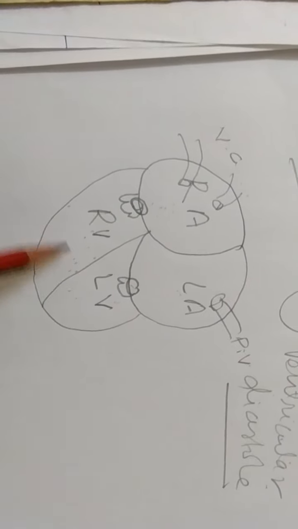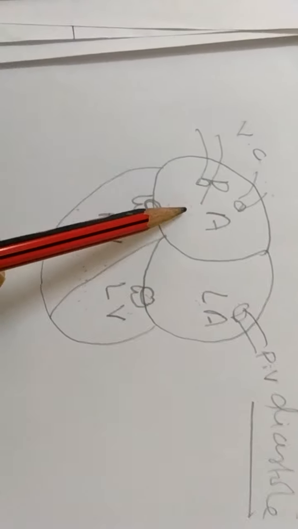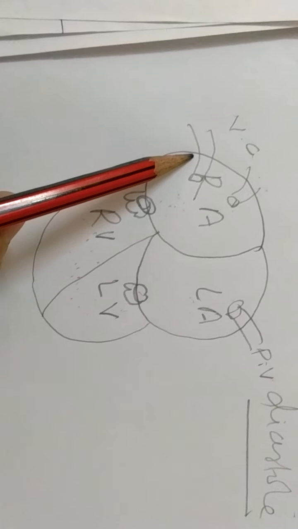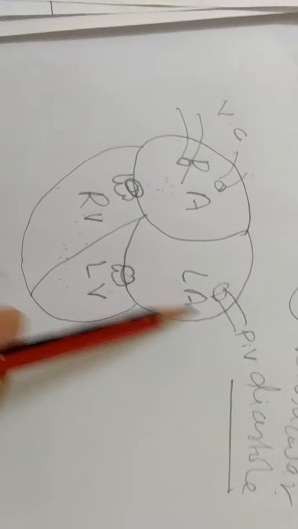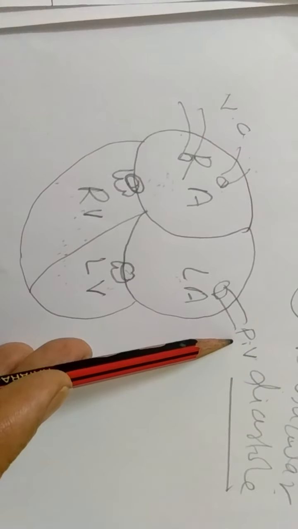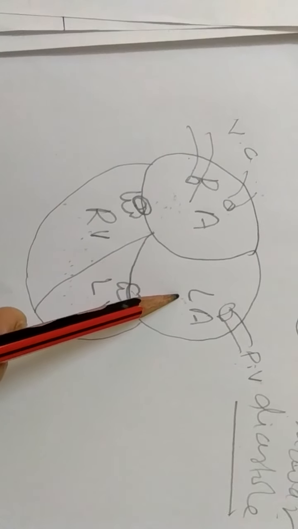Look at here. This is your heart, which is comprising four chambers: right auricle, left auricle, right ventricle, and left ventricle. And right auricle receives the blood from vena cava. It is a deoxygenated blood. Left auricle receives the blood through pulmonary vein and it is an oxygenated blood.